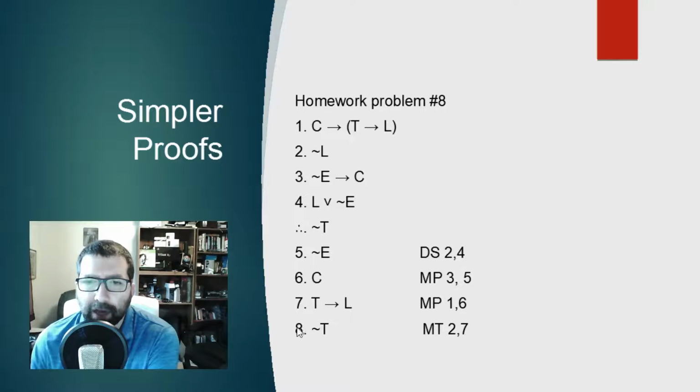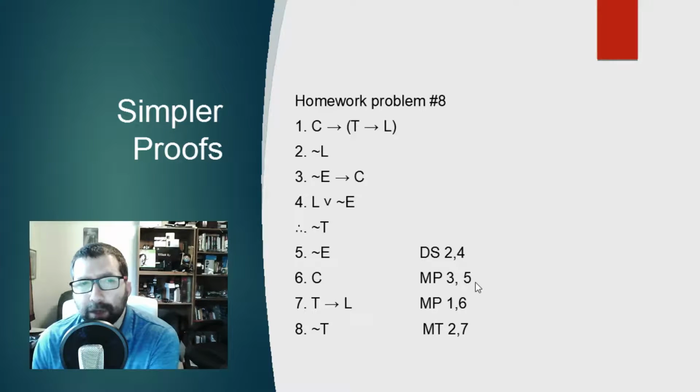And now that we've got the not T, we declare victory. We're done. We've created a premise identical to the conclusion in every way. It is exactly the same, no differences at all. Therefore we've proved that this argument form is valid: no matter what our values for C, T, L, and E are, as long as the premises are true, the conclusion will be true as well. So it's a relatively simple one, 4 steps using only the rules of inference.